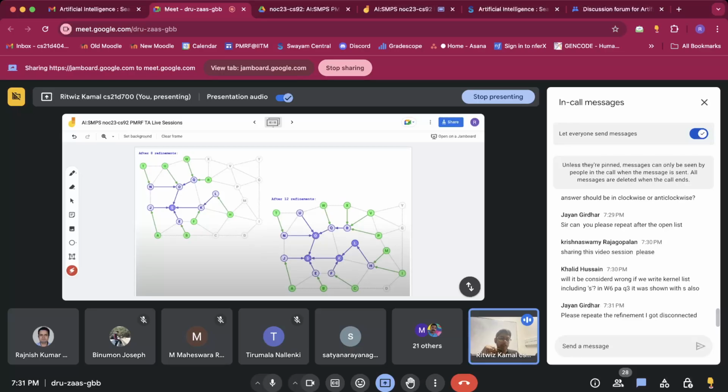Please repeat refinement. So refinement is nothing but inspecting a node. You look at a node, look at what the possible neighbors of the node are, add them to your graph and see whether any of those links should be changed depending on propagation improvement. That is what refinement means.